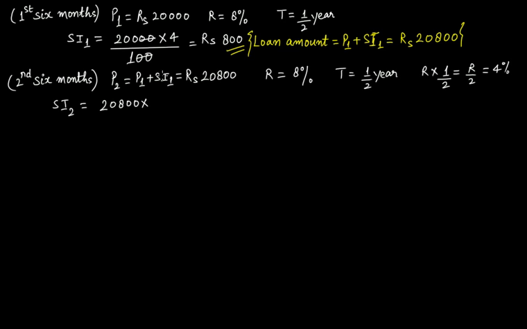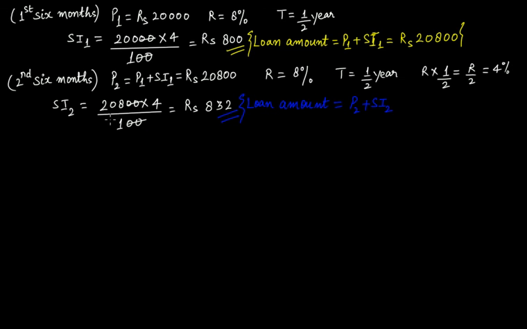So when you calculate simple interest 2, this becomes 20,800 multiplied by 4, and divide by 100. You get rupees 832. Now, this rupees 832, tell me what will be the loan amount at the end of second period of 6 months? Loan amount will be equal to P2 plus SI2. And what is P2? P2 is actually P1 plus SI1.